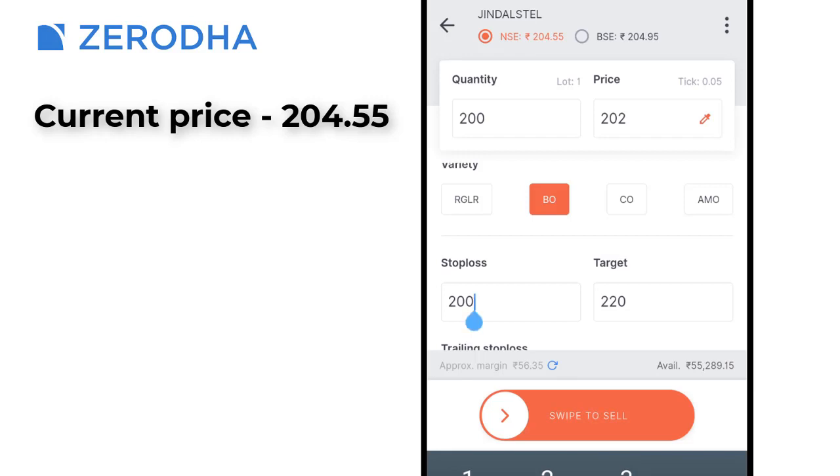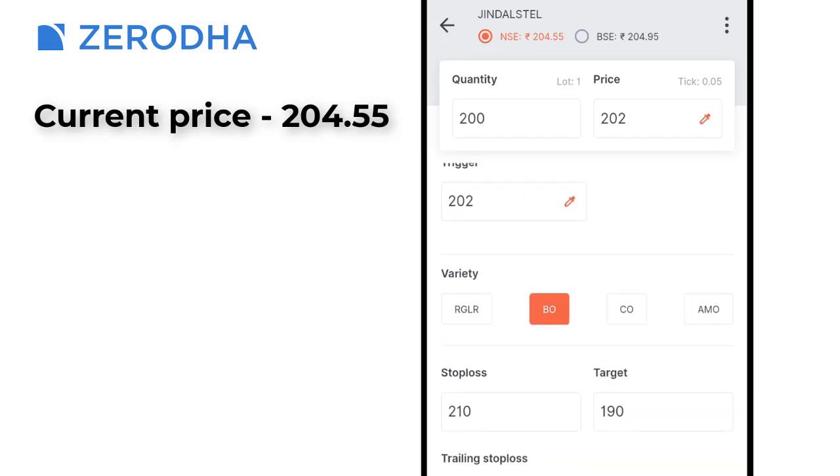For example, if we keep a stop loss, it has to be above the entry, because only when the price rises will we lose money. Now my entry is 202, so I'm going to keep my stop loss at 210, and my target should be below the entry price. Entering at 202, my target should be below that. I will enter at 190. So once the trade is triggered, if the price hits 190, I will exit the market with the profit. If the price hits 210, then I will exit the market with the loss. So this is how the stop loss order works for a sell.